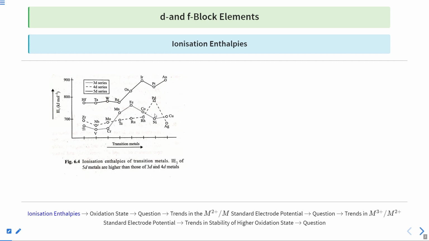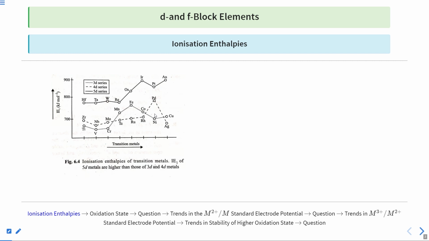Okay, similar is the case of platinum also. If you look at the platinum, then you will see that there is a dip again there. So this is the reason behind it. Why? Because as soon as we remove an electron, it acquires a pseudo noble gas configuration, both for platinum and silver. Okay, both for Au and silver. Clear? Got it?